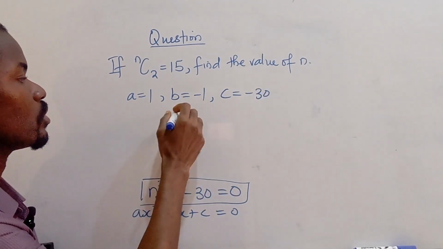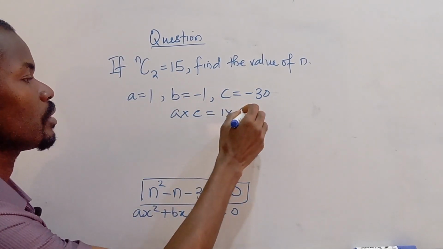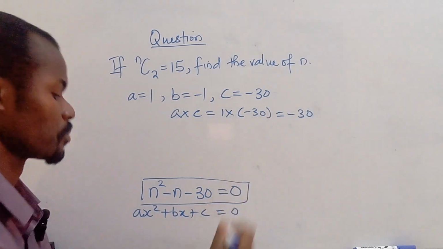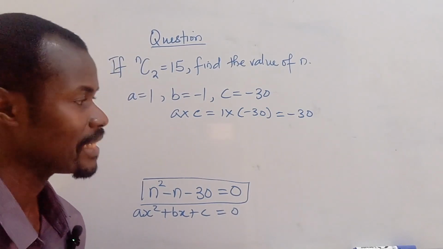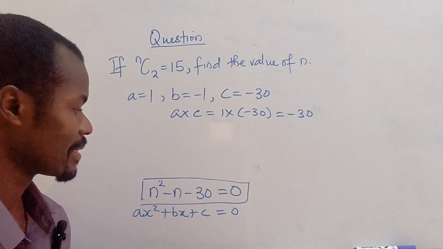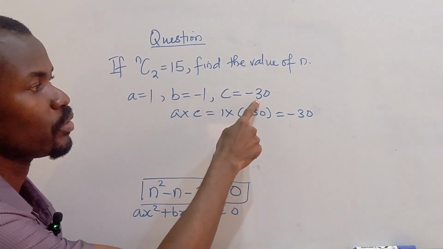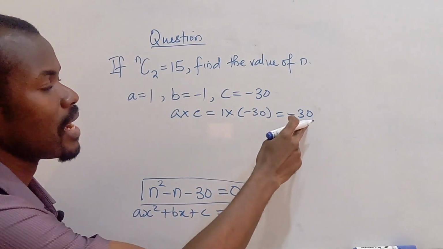So the next step is you want to multiply a times c, which is 1 times what? Minus 30. That will give us minus 30. Now the idea is we want to look for two numbers that their sum is going to give us minus 1, and their product will give us minus 30.